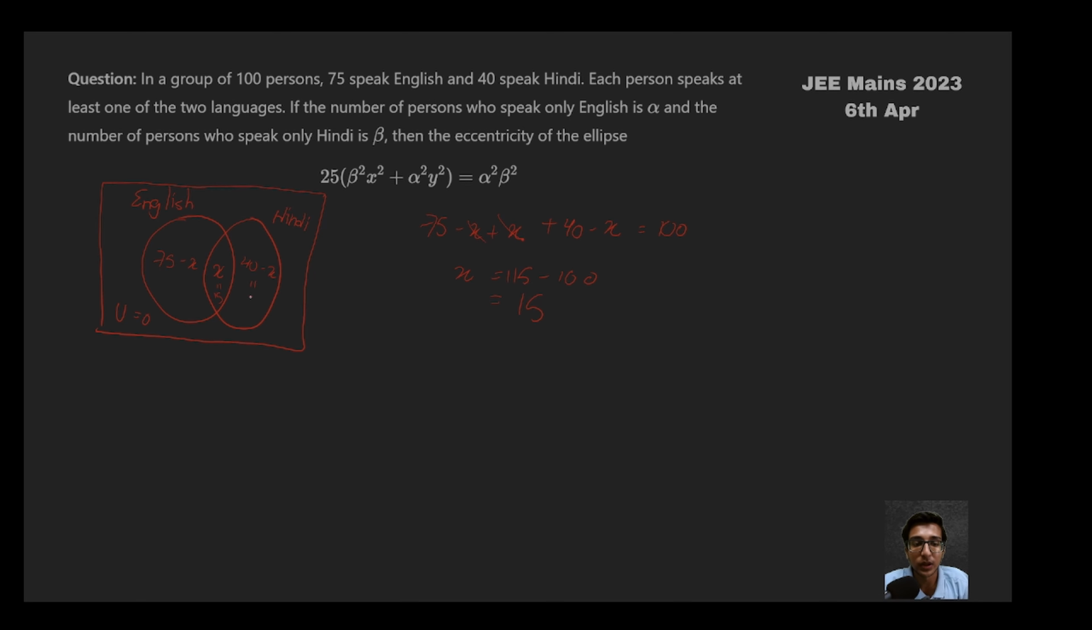That means those who speak only Hindi would be 40 minus 15, which is 25. And those who speak only English are 75 minus X, which is 60. The question has given us that the number of persons who speak only English, that means 60, is equal to alpha, and the number of persons who speak only Hindi, that means 25, is equal to beta. So we've gotten the value of alpha and beta. Now let us replace this in our ellipse equation, and then find out the eccentricity of that ellipse.